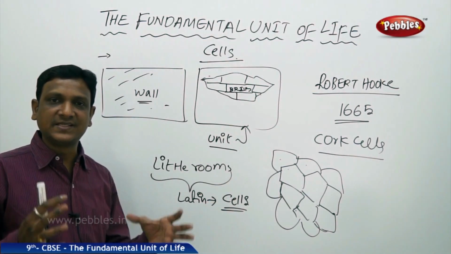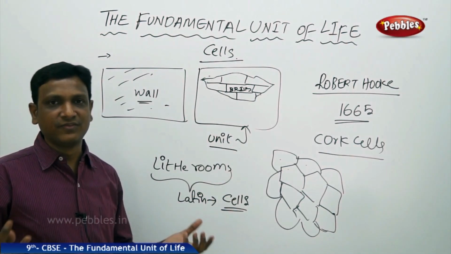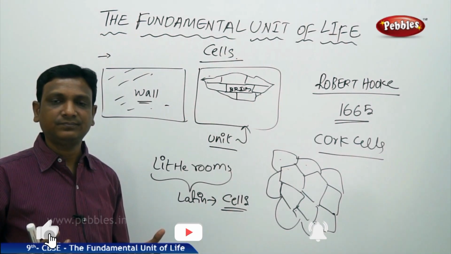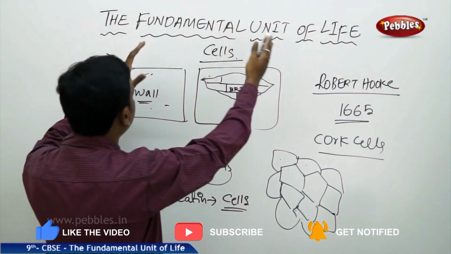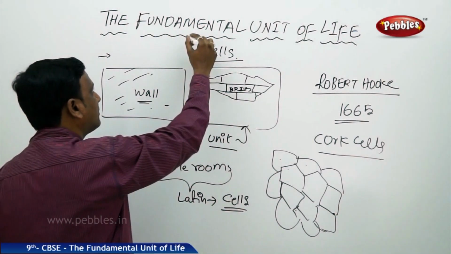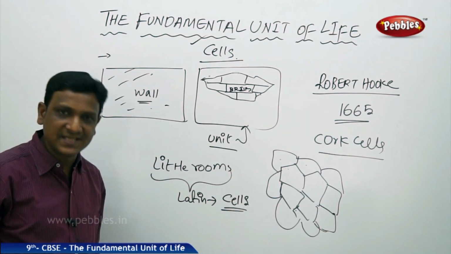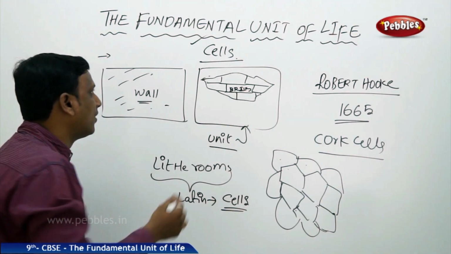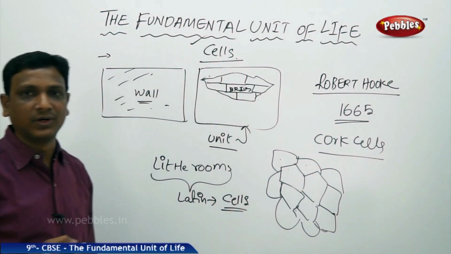If the functioning of a cell is disturbed, then the functioning of the body is also disturbed. So the cell is the functional unit. We can understand that the functional unit is the fundamental unit. At the same time, it is a functional unit as well as a structural unit. So a cell is a structural and functional unit of living organisms.